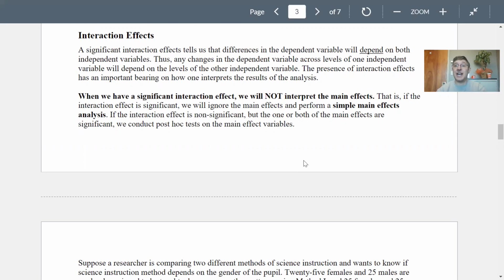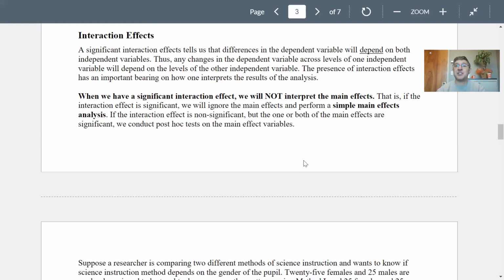So, teaching method A may be more beneficial for females, and teaching method B may be more beneficial for males. That would be an example of an interaction effect. When we have a significant interaction effect, we're not going to interpret the main effects. What we're going to do is ignore the main effects and run what's called a simple effects analysis or a simple main effects analysis.